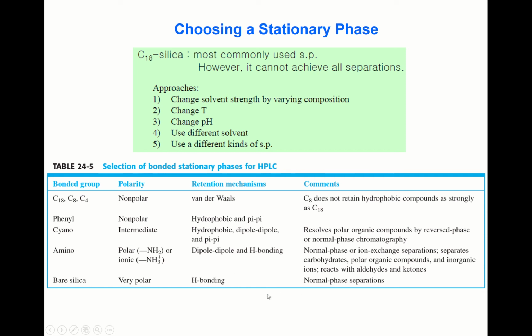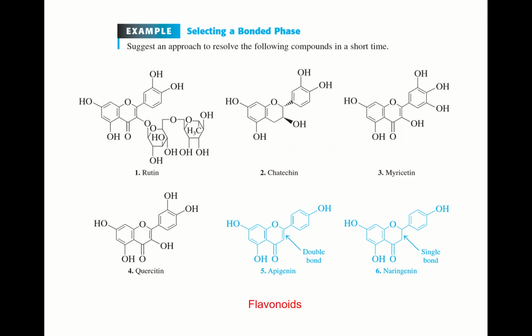The separation is done by normal phase separation. Actually, normal phase means that the stationary phase is polar, right? And reversed phase means that the stationary phase is nonpolar. So this table gives you a good guideline for choosing a stationary phase.